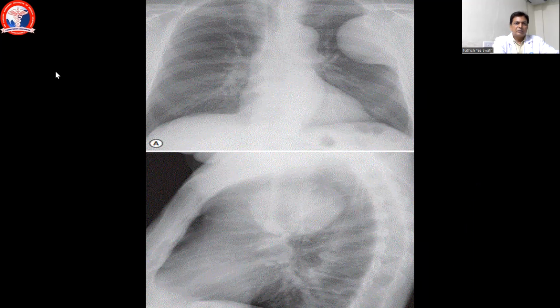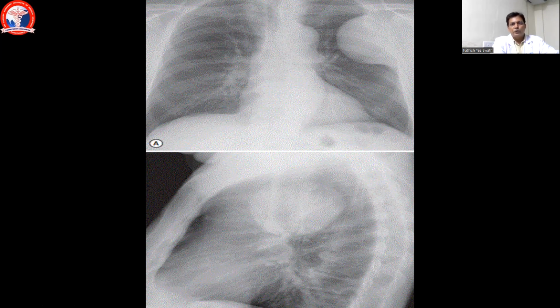Here we are seeing a large, uniform, very sharply marginated, very clearly marginated soft tissue mass based on the left chest wall. And this mass is showing an obtuse angle to the chest wall. This is indicative of a chest wall based mass. It is not originating from lung, it may be originating from the chest wall.